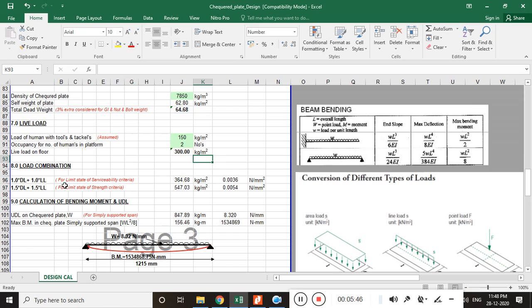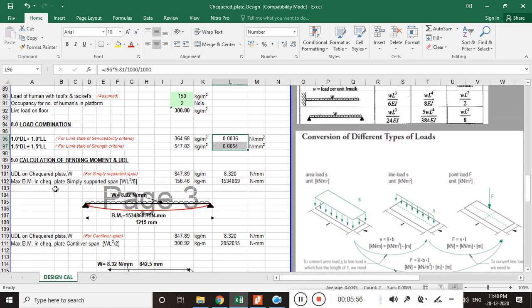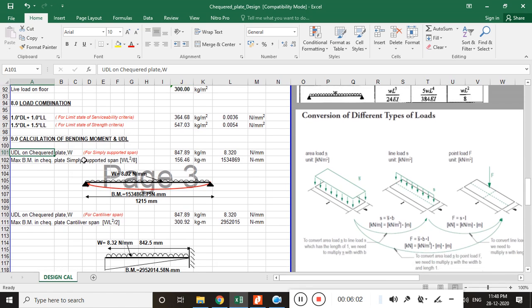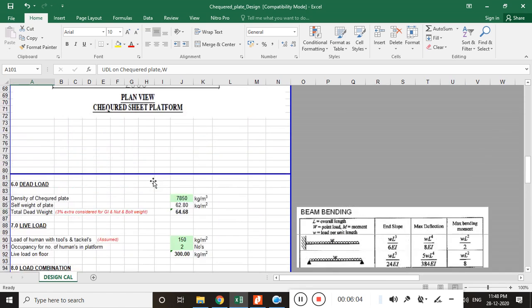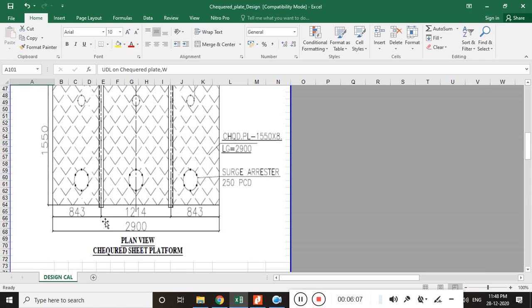So both these criteria we have considered, and according to which we have converted this load from kilogram per meter square to Newton per mm square. So here we have calculated the UDL and the maximum bending moment for the simply supported span. As I told you, the middle portion of length 1250 we have considered simply supported, and the span 8430 we have considered as a cantilever span.